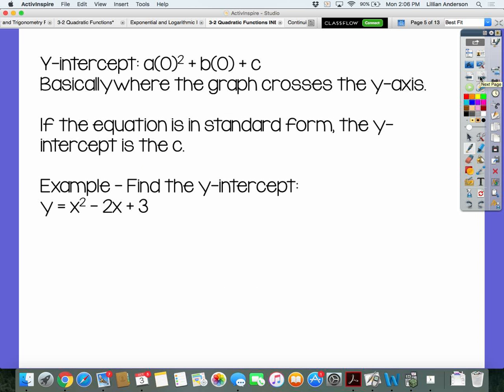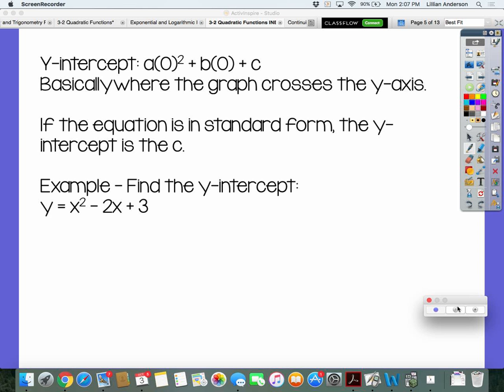Now, your y-intercept. You can find that by plugging in 0 for x into the standard form. The y-intercept is basically where the graph crosses the y-axis. So if the equation is in standard form, the y-intercept is just the c. It's whatever this number is at the end when it's in standard form.